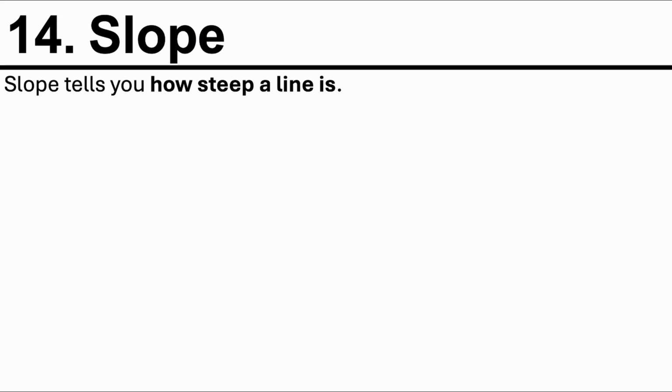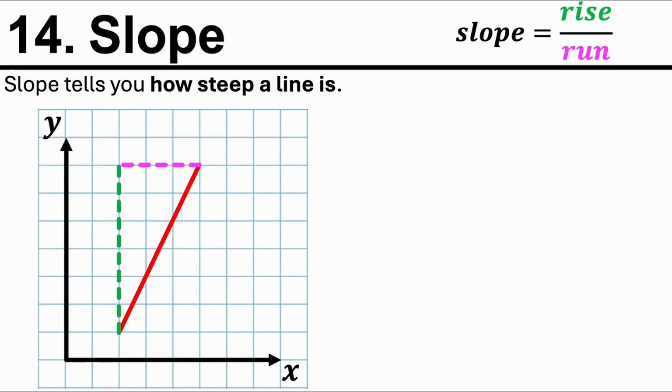Slope tells you how steep a line is, and it follows a general equation of slope is equal to rise divided by run. So here we have a graph where you can see the rise is in green and the run is in pink. I can calculate this by counting the squares and see that rise over run is equal to 6 over 3 or 2, and so my slope is 2.